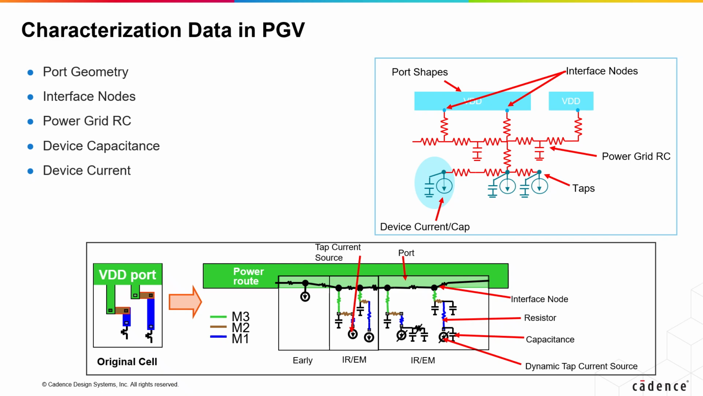The most accurate power grid view is the one which contains extracted resistance down to the transistors of the block. Other views, such as the abstract view, can be used to speed up the top-level static analysis with no loss of accuracy.